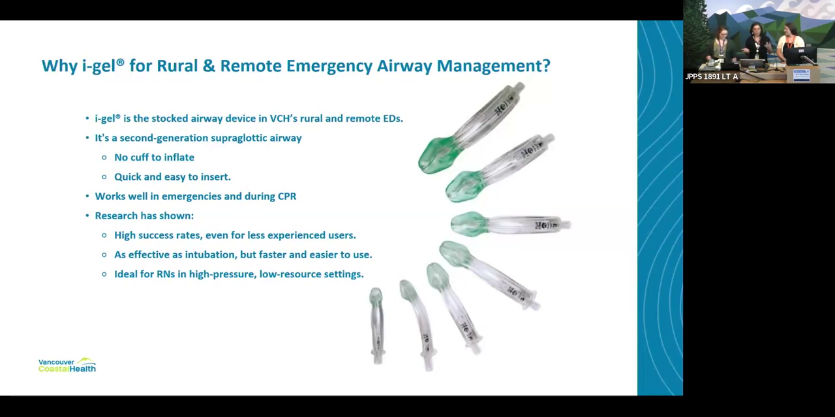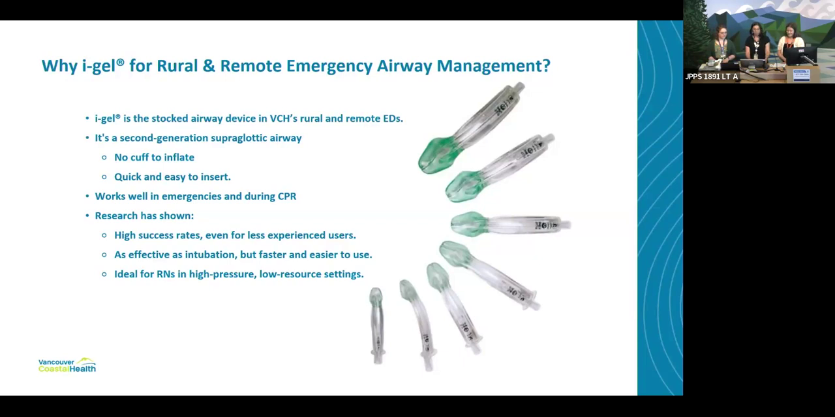So why iGels? In VCH's rural and remote emergency departments, iGels are the supraglottic airway that are currently supplied. So that's an easy one. They already exist. Unlike traditional laryngeal mask airways or LMAs, they're stiffer and they require balloon inflation. The iGel features a soft gel-like cuff that doesn't need to be inflated, making it quicker and easier to insert. And the design is especially helpful in both routine procedures and high-pressure emergencies.